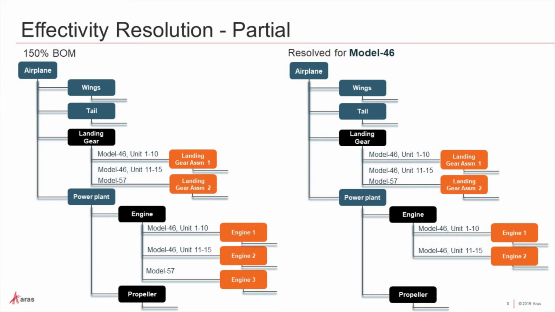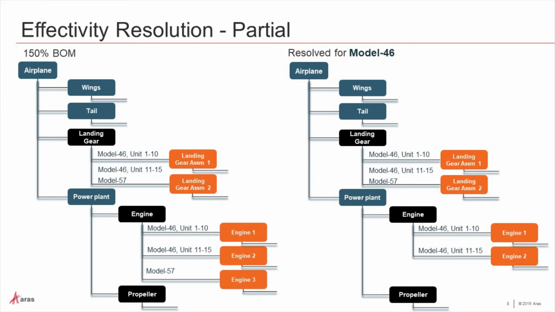Another way of resolving structure is a partial resolution. If you would like to see the same structure for model 46, the use case is you want to see all items going into model 46 irrespective of a unit number. In this case, we provide partial criteria. In here only the model number, and we leave out the unit number, and we get a partially resolved structure.